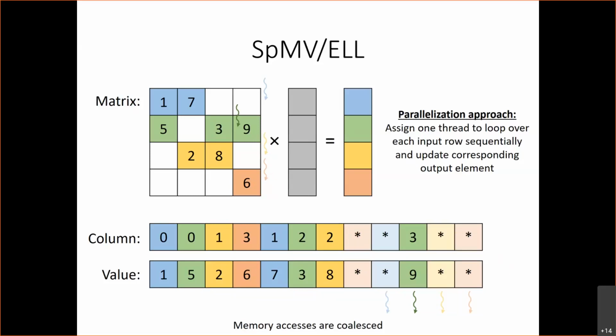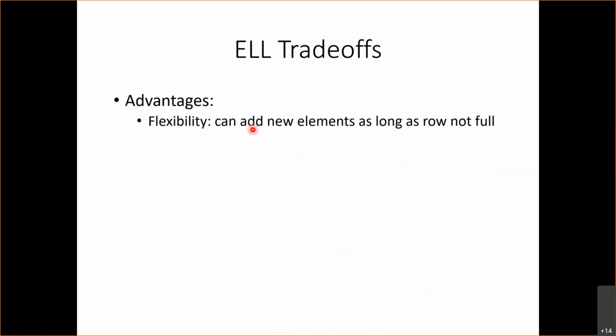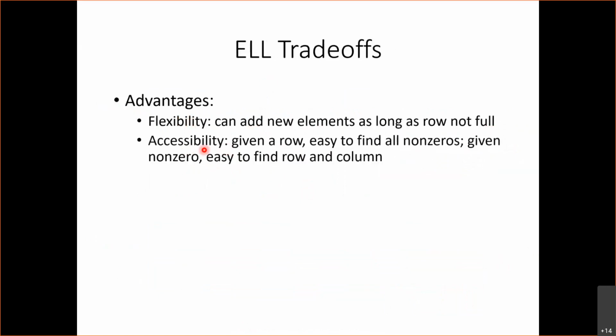So this is the code that we wrote, and to summarize, these are the trade-offs that we talked about. The advantages are that it gives us flexibility. We can add new elements as long as the row is not full. In terms of accessibility, it's better than both CSR and COO because, given a row, we can find the non-zeros, but also given a non-zero, find the row and the column, which is what CSR and COO both allow me to do. For memory coalescing, implementing SPMV using ELL enables coalesced memory access.